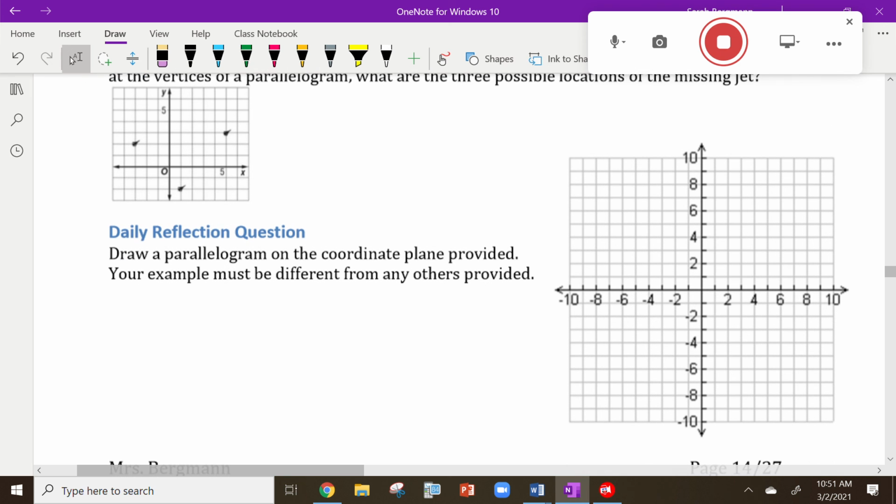Finally, for the reflection question, I want you to do this. Please draw a parallelogram on the coordinate plane provided. Your example needs to be different from any of the others that were already provided. Make sure that it's a parallelogram by checking using one of the theorems that we talked about.